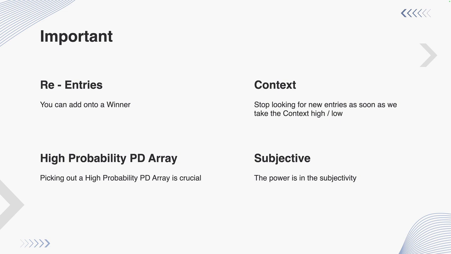Which is of course, again, a crucial understanding to see how far we can retrace. Can we actually hold in this PDRA? It's not just any random daily fair value gap that I'm looking to enter off of. That is very important to understand. Subjective right here. The power is in the subjectivity. And again, that's what we went over with that 80-20 rule.